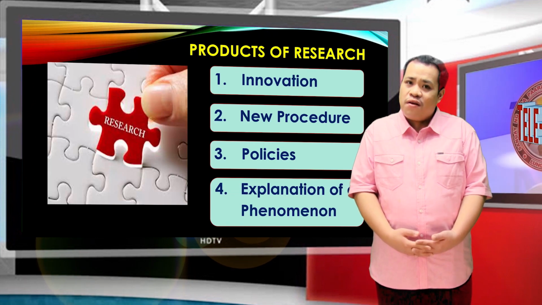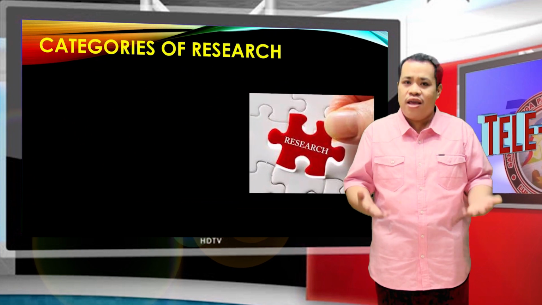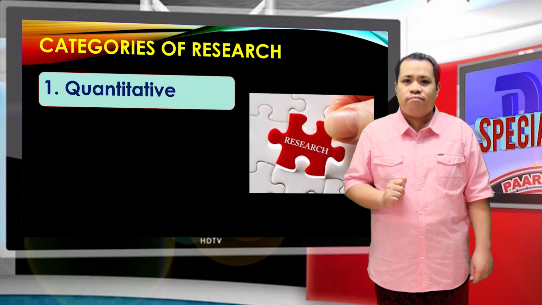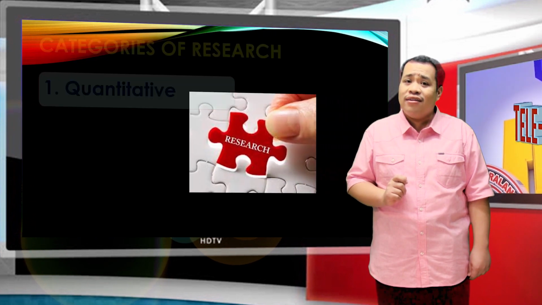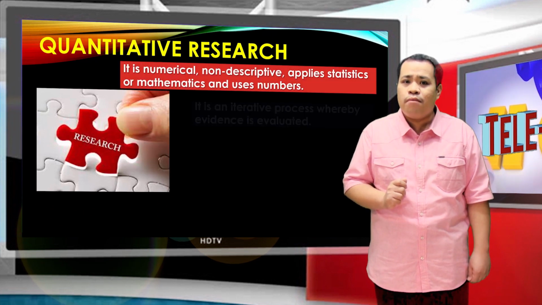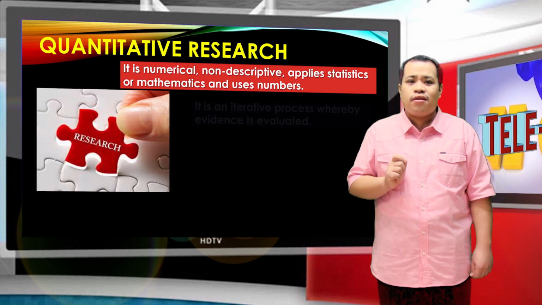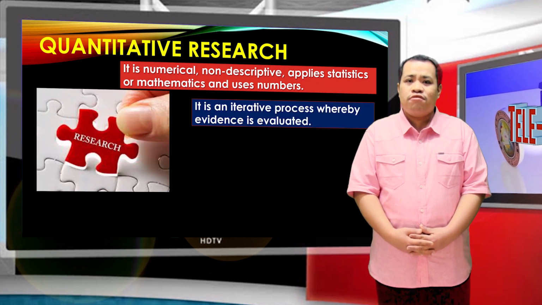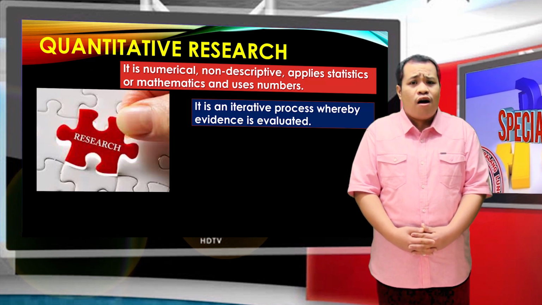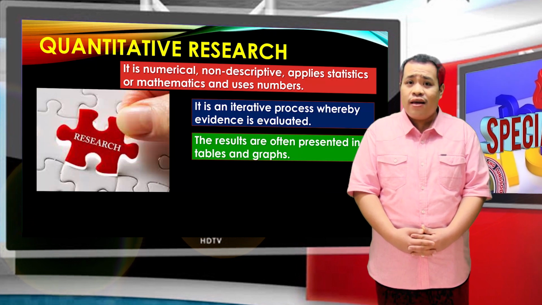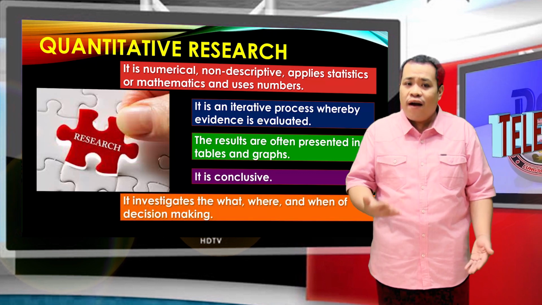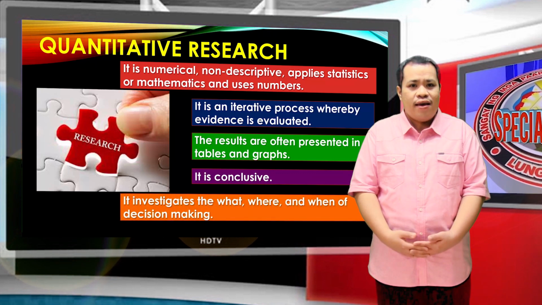As to the categories of research, there are actually 3. The first is quantitative research. It is numerical, non-descriptive, it applies statistics or mathematics, and it uses numbers. It is an iterative process whereby evidence is evaluated. The results are often presented in tables and graphs. It is also conclusive. It investigates the what, the where, and the when of decision making.